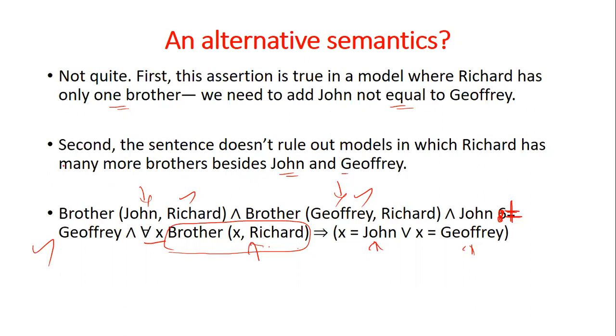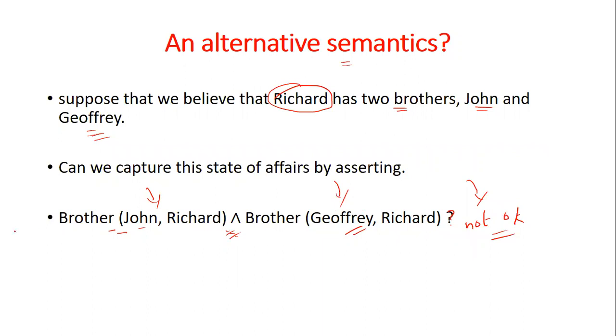Okay. So another reason why this is not correct is that it is a very open statement. It is saying that John and Geoffrey are brothers of Richard. So it may also mean that there can be other brothers for Richard also. We are not specifying tightly that only John and Geoffrey were the brothers of Richard. So when you leave it just like that, it means that there may be somebody else also brother of Richard.